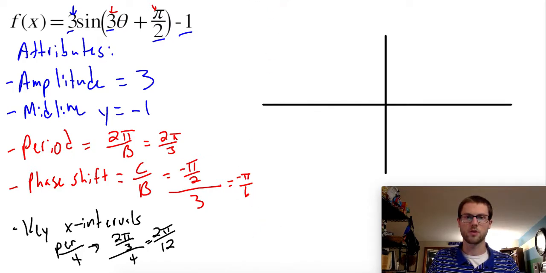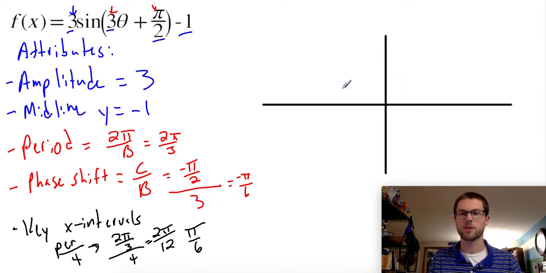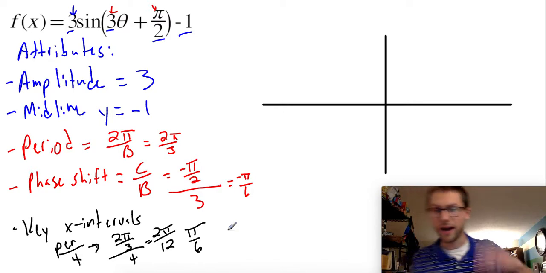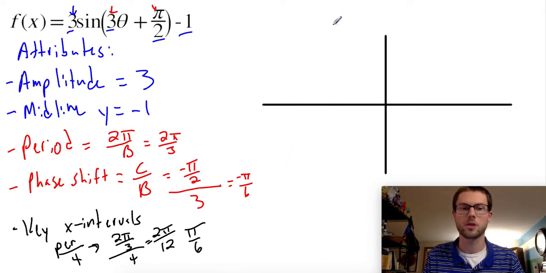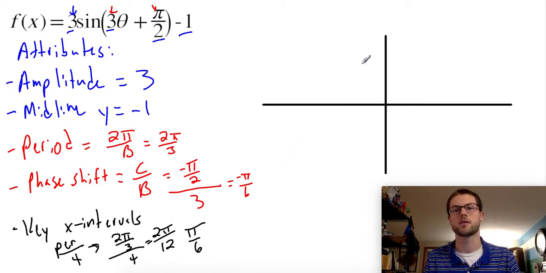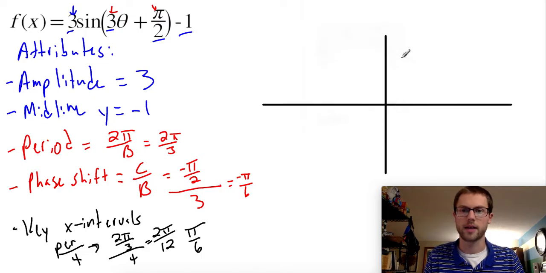2 pi over 12 is also known as just pi over 6. So that means that when I'm spacing out my x-axis, I should really stick with pi over 6 intervals. So why don't we start to build the axes up now that we have all this information. So for my x-axis, let's go in intervals of pi over 6.